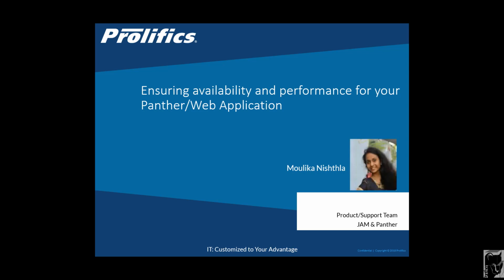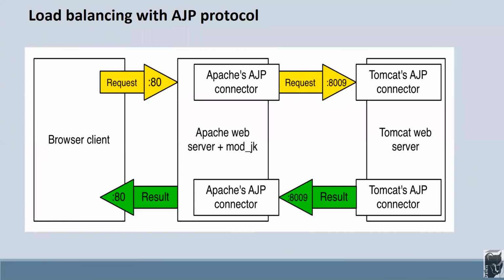Today, in this video, I'm going to show you how I'm balancing the load for my Panther web application using Tomcat connectors. So basically, we have two types of Tomcat connectors. First is HTTP connector and the other is AJP connector. So here I'm using AJP connectors for balancing the load.